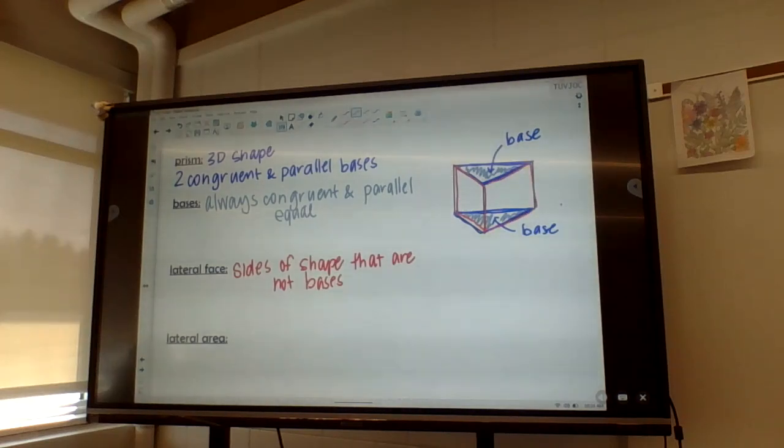So this shape would have 3 lateral faces, going around the outside. They have triangles as the bases, and the lateral faces in this case would be rectangles.